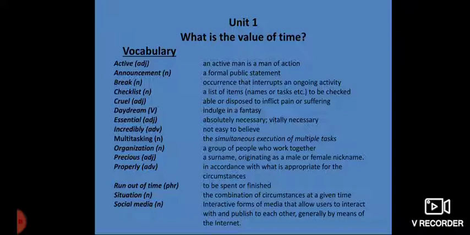Here's the list of the vocabulary you have to study for this unit. Active. An active man is a man of action. Announcement. A formal public statement. Break. Occurrence that interrupts an ongoing activity. Checklist. A list of items, names or tasks to be checked.